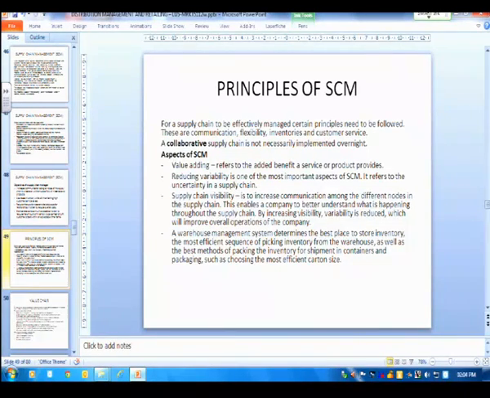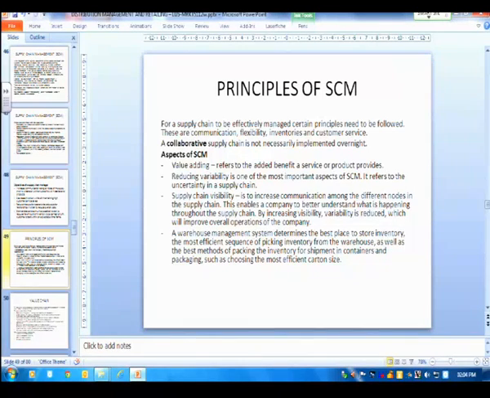Supply chain visibility. This is to increase communication among the different nodes in the supply chain. This enables a company to better understand what is happening throughout the supply chain. By increasing visibility, variability is reduced, which will improve overall operations of the company.